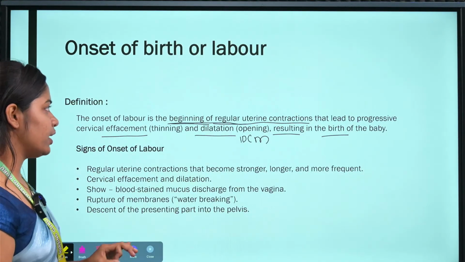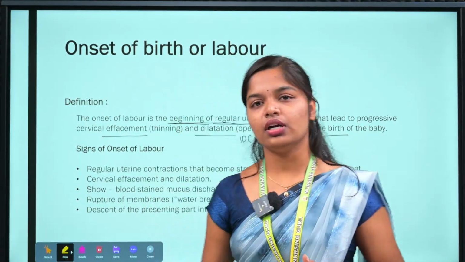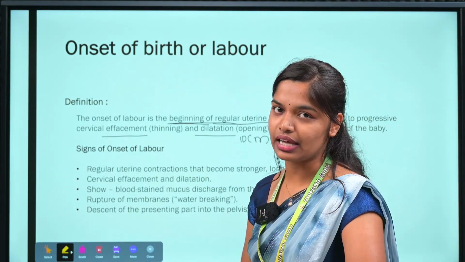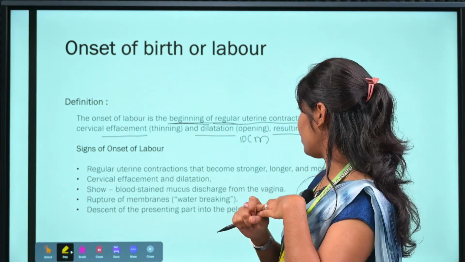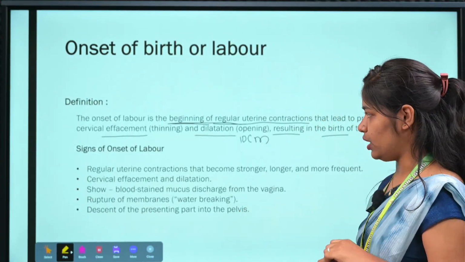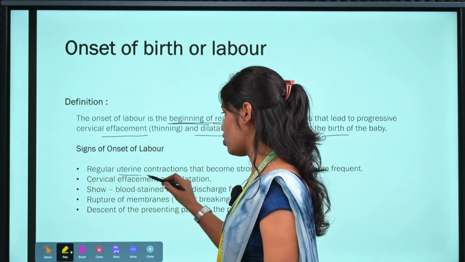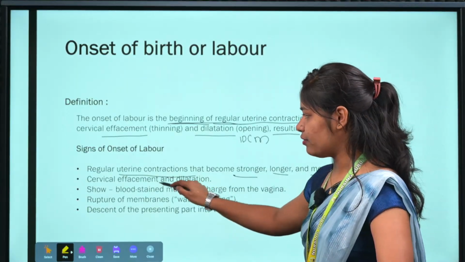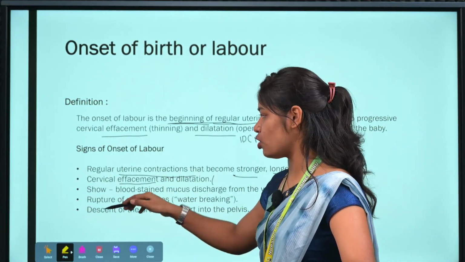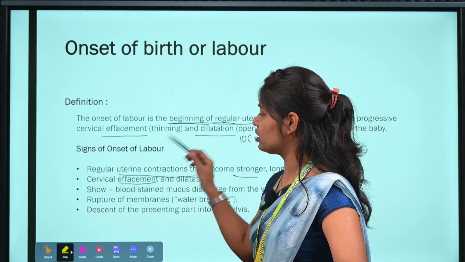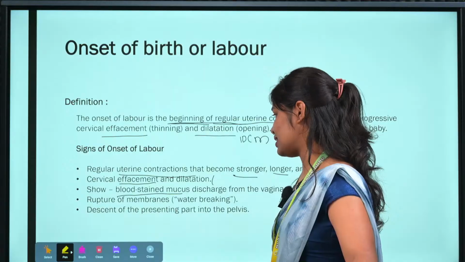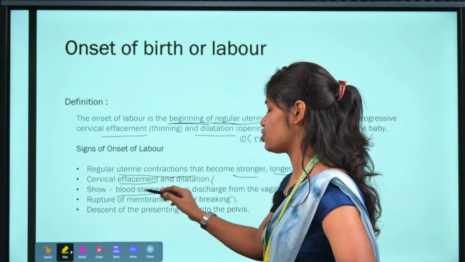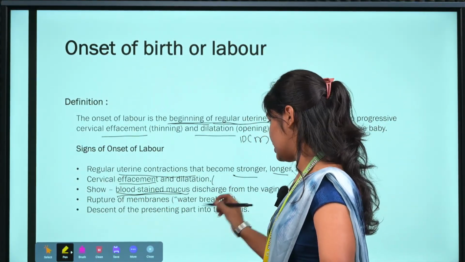The onset of labor is the beginning of regular uterine contractions that lead to cervical effacement, or thinning, and complete dilatation of the cervix, resulting in the delivery of the baby. The signs of onset of labor: regular uterine contractions that begin stronger, longer and more frequent. Cervical effacement, thinning and dilatation will be there. Show will be present at the onset of labor. The blood-stained, mucus-like discharge from the vagina is what we call show. Show means blood stains discharged from the vagina.